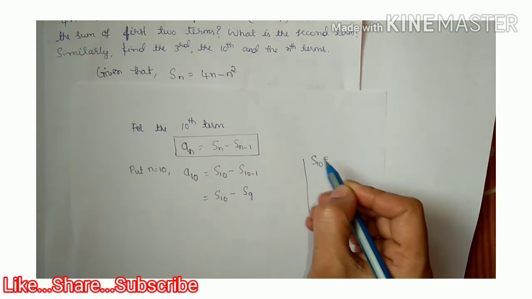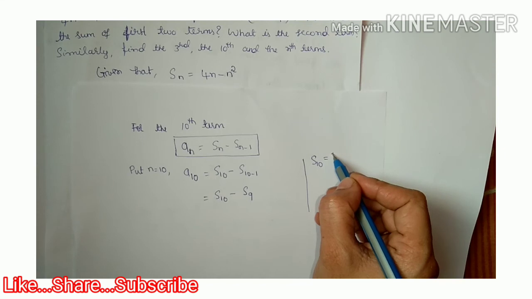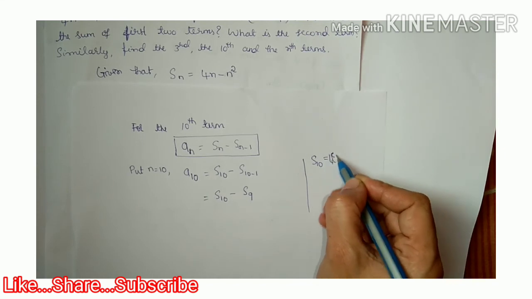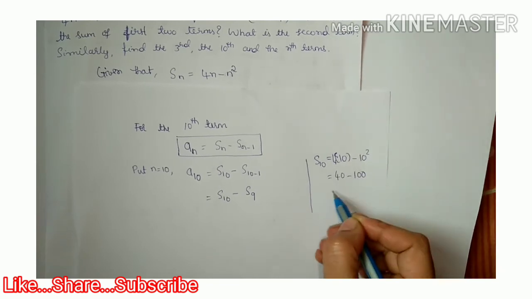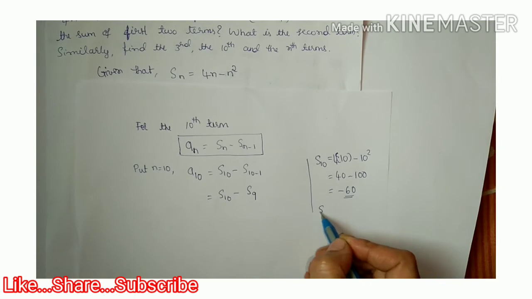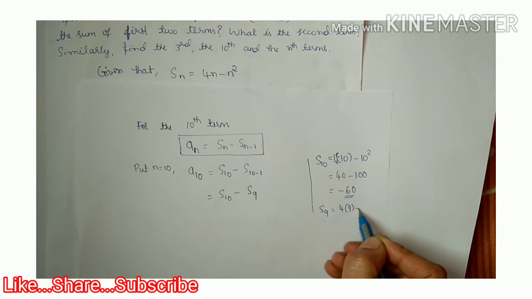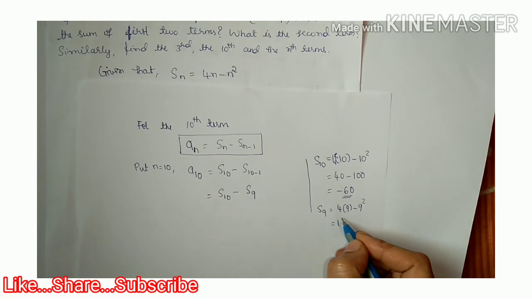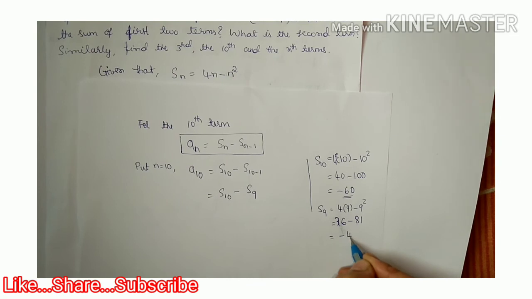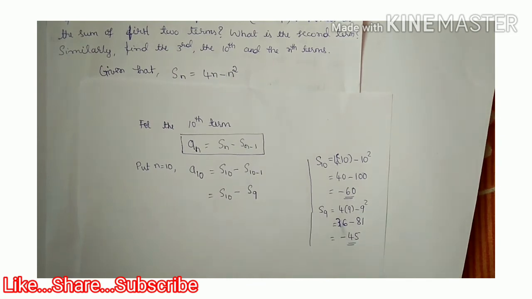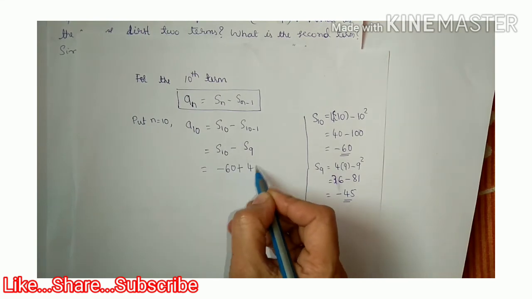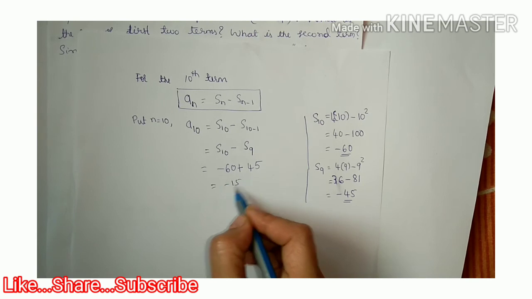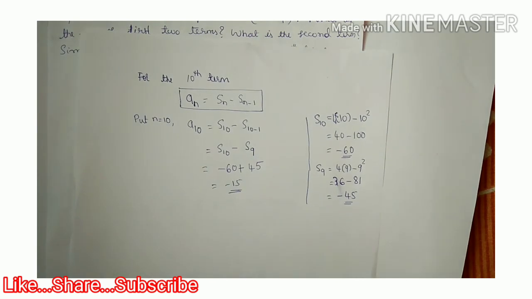S10 is equal to, put n is equal to 10, 4 into 10 minus 10 square, which is 40 minus 100, minus 60. Similarly S9 is 4 into 9 minus 9 square. 4 nines are 36 minus 81, minus 45. Substitute: S10 minus S9 is minus 60 plus 45, which is minus 15. The 10th term, A10, is minus 15.